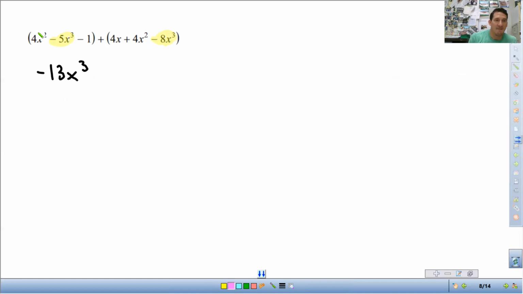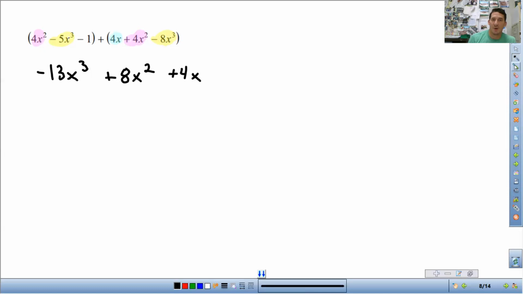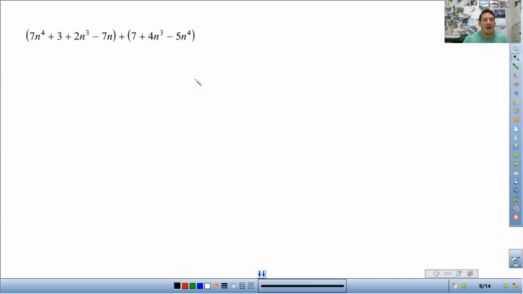Next, I have 4x squared plus 4x squared. That is positive 8x squared. And then the next biggest is 4x. No like term with that one, so I just do plus 4x. And then minus 1 on the end, no like term on the minus 1. So just minus 1 at the end. Again, make sure you write in the correct order, descending exponents. 3, 2, 1, 0.